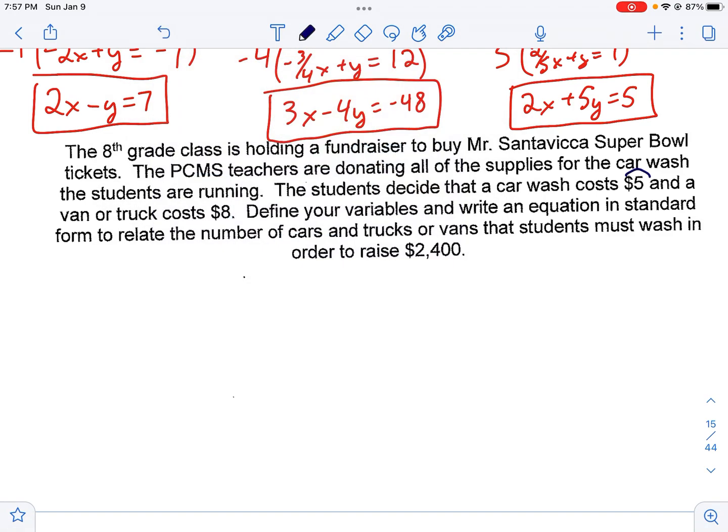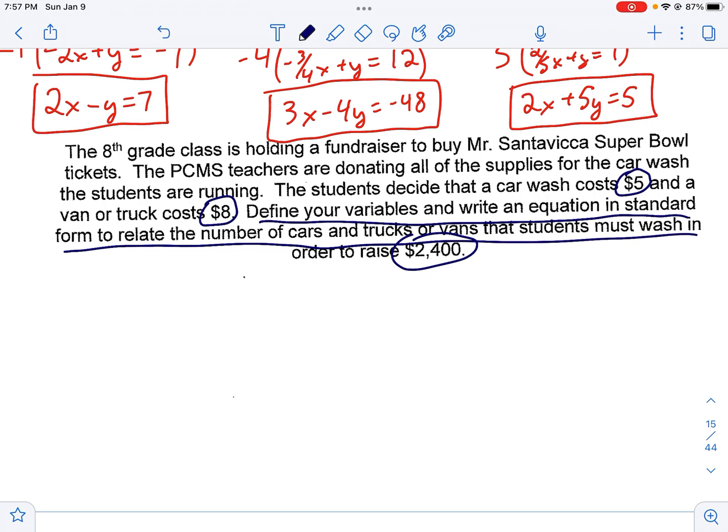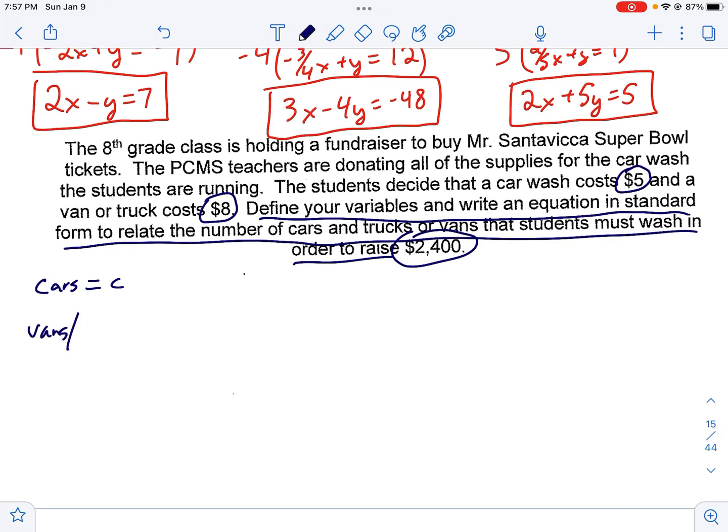As always, looking back through the problem, using the CUBES method, you can circle these numbers here that are definitely going to be important. Underlining our question, it says to define variables and write an equation in standard form that relates all this information together. So first off, for our variables, we can think about the things that we don't know: how many cars, we'll call that C, and then how many vans or trucks, we'll call that V, are going to be showing up to our car wash.